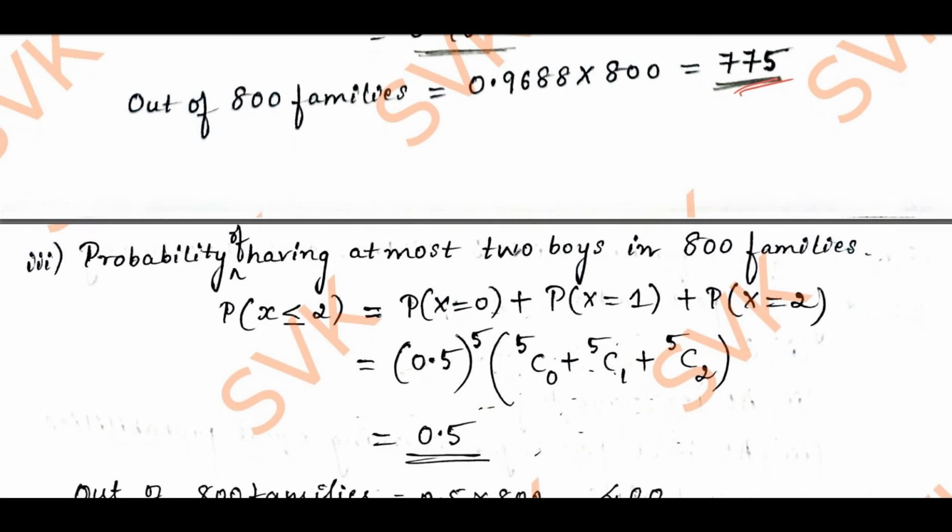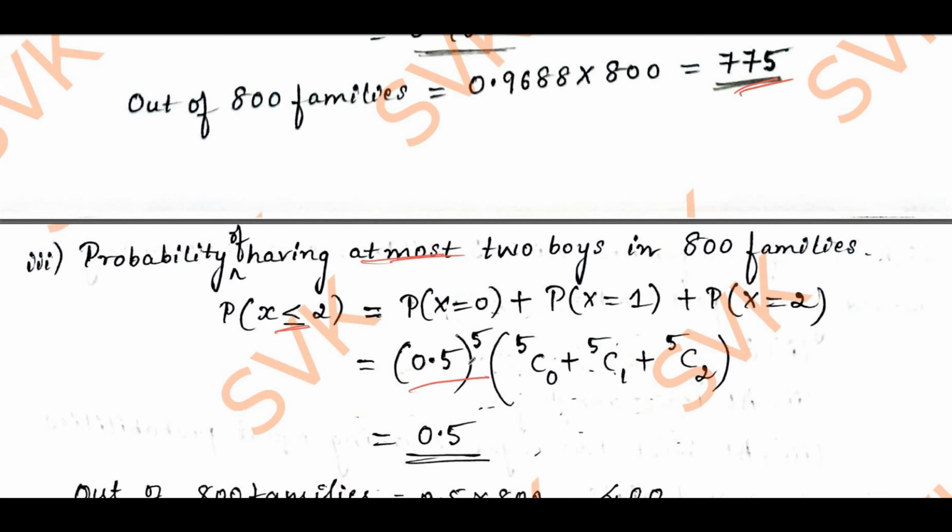Probability of having at most: for at most, the formula used is less than or equal to 2 boys. At most 2 boys, less than or equal to 2. So we will find probability of x equal to 0 plus probability of x equal to 1 plus probability of x equal to 2.